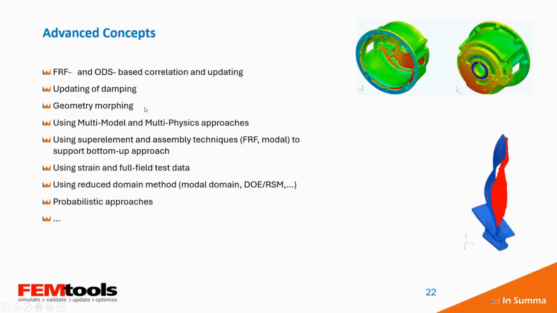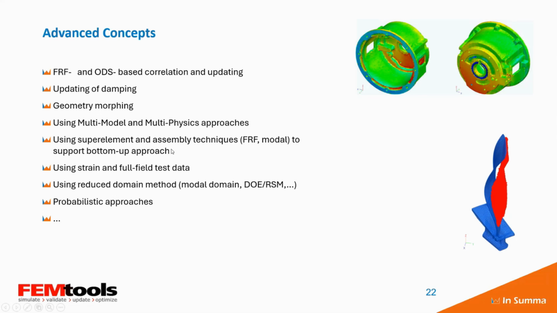And so it may be that with the modal approach, you will need additional features like FRF based or ODS, focusing on damping, on geometry. And like here you see that the difference between the FE model and the true structure is actually also because of the geometry that has been modified by the manufacturing process. In this case, cast iron that caused some deformation in the geometry.